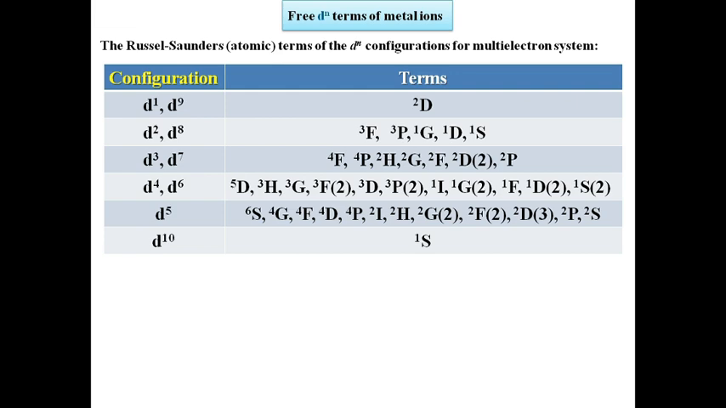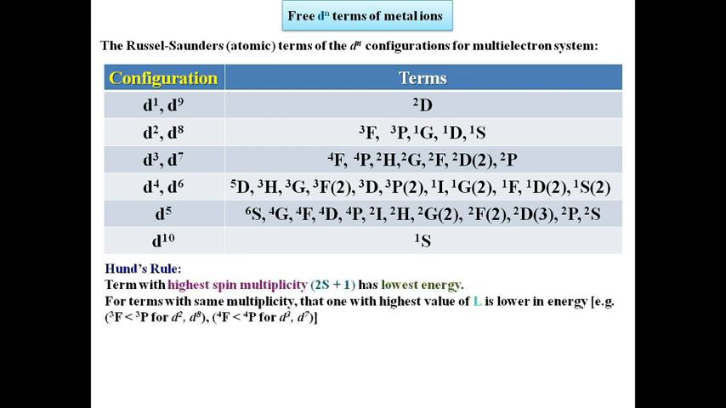To construct an Orgel diagram for electronic transition, we need generally the ground state term as well as a few excited state terms. For this purpose, we need Hund's rule. Terms with highest spin multiplicity, that means 2S plus 1 value, have lowest energy. That means that term is nothing but the ground state term. So here the highlighted terms are the ground state terms.